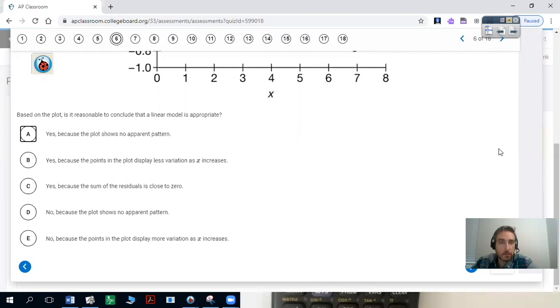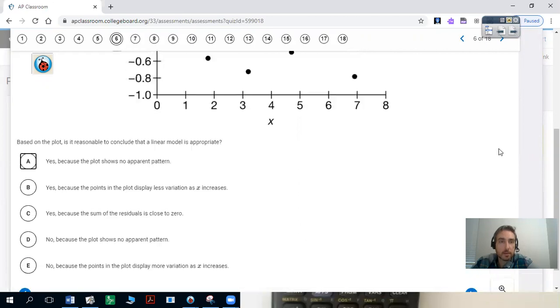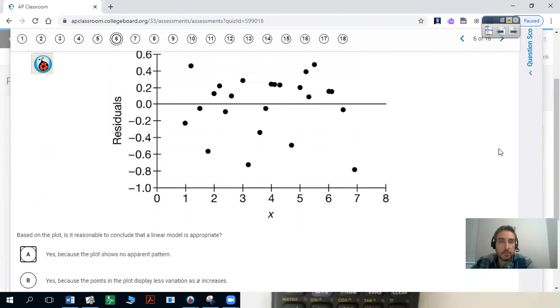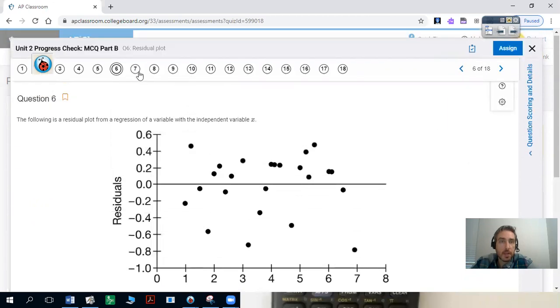That's what we're looking for: linear, no apparent pattern. That's a good thing. That's linear. All right, number 7.